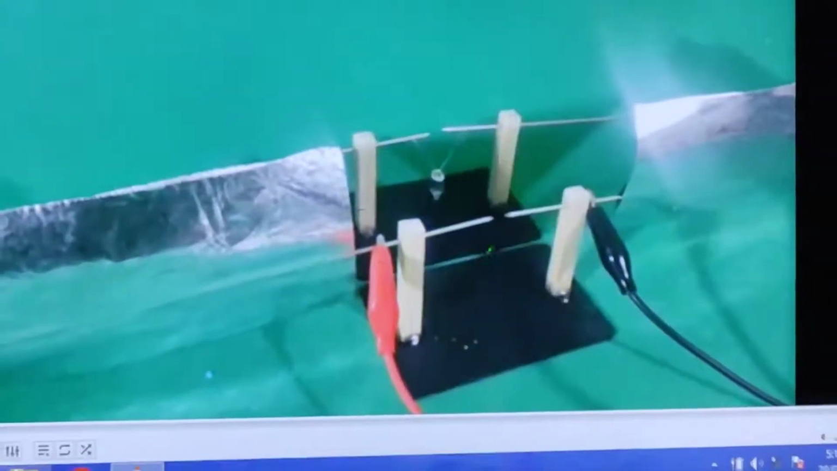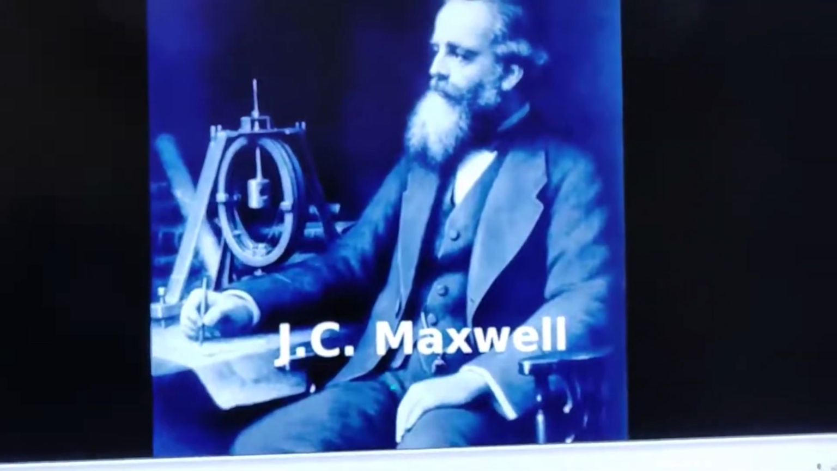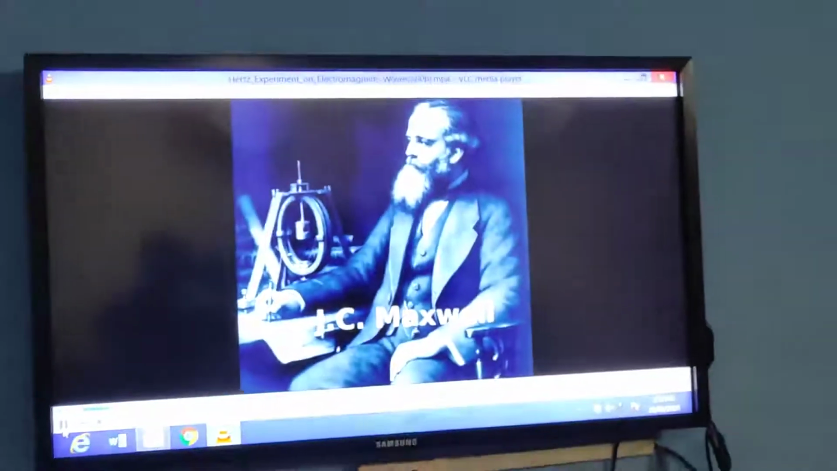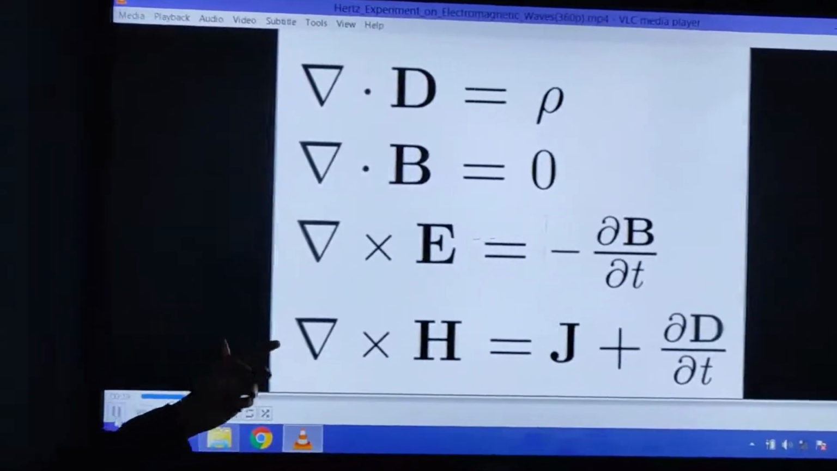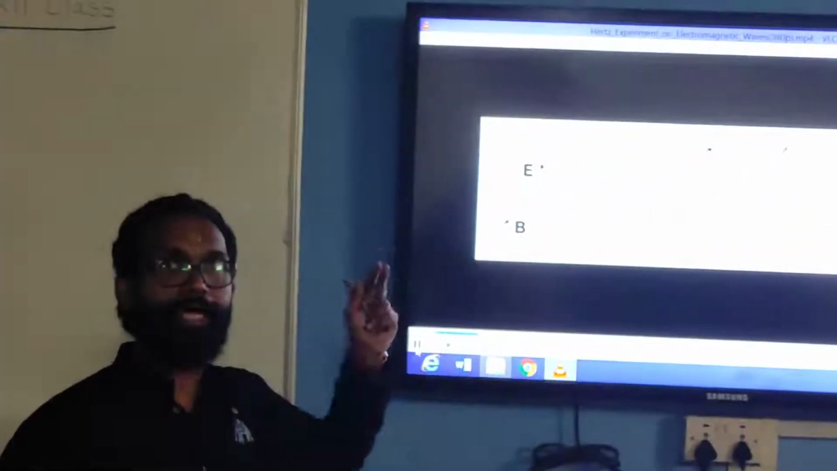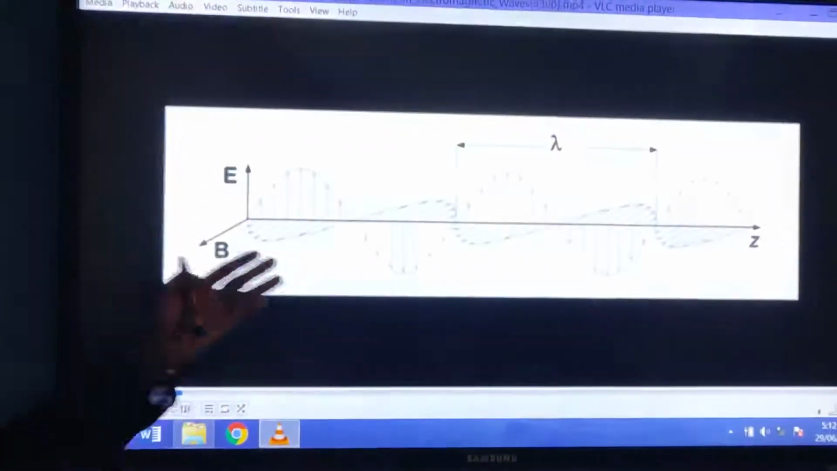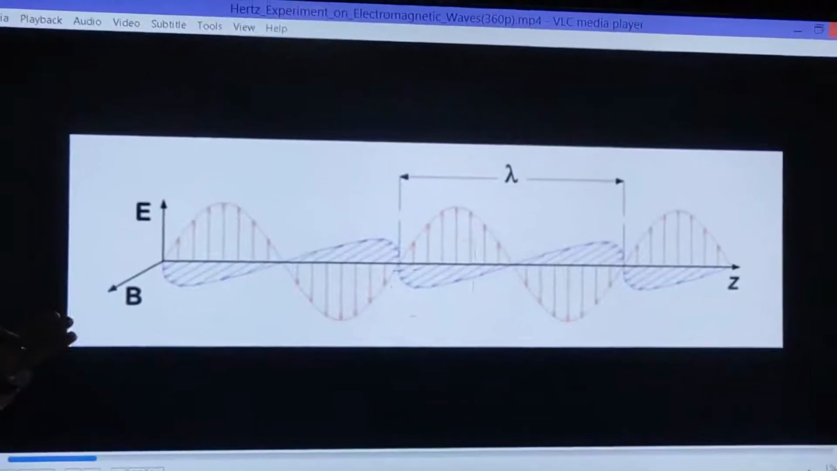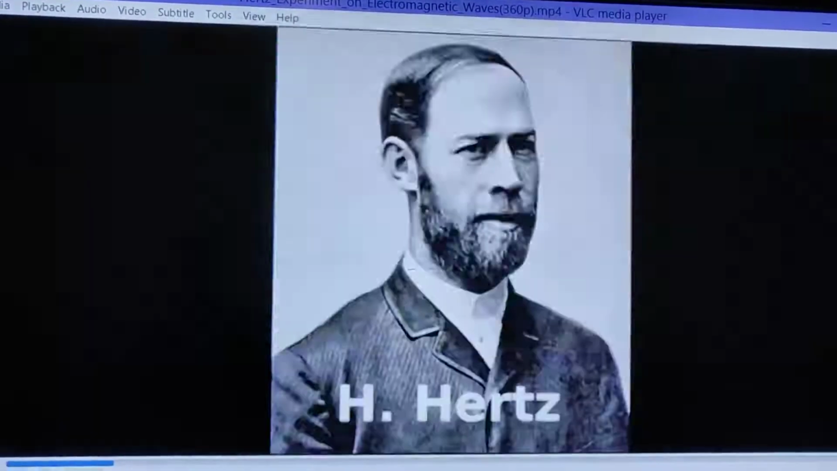Hertz experiment. So this is Maxwell. You know Maxwell is the scientist behind the prediction, and this is his hypothesis. These equations are based on Gauss's theorem, Faraday's laws and Ampere's circuital theorem. From this we can predict the propagation of electromagnetic waves in mutually perpendicular directions. So that is the electric field.